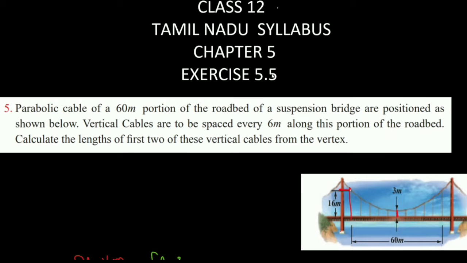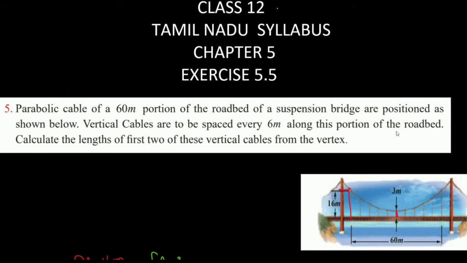Hello students, today we'll see chapter 5, exercise 5.5, question number 5. A parabolic cable of a 60-meter portion of the roadbed of a suspension bridge is positioned as shown below. Vertical cables are to be spaced every 6 meters along this portion of the roadbed. Find the length of the first two of these vertical cables from the vertex.